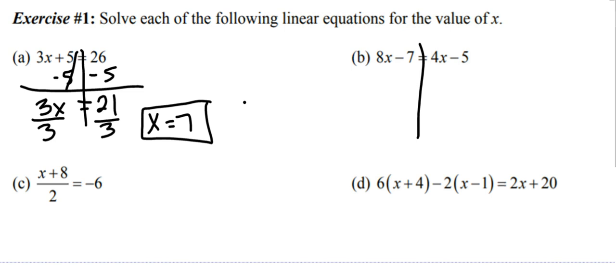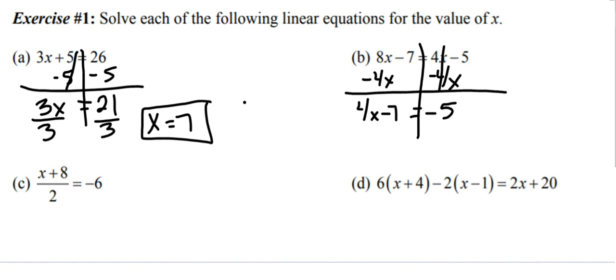My goal is to isolate the x, so I need to get all the x's on one side. I'm going to move the 4x over to 8x, so I'm going to subtract 4x from both sides. I'm doing the inverse operation. And that goes away. I have 4x minus 7 equals negative 5.